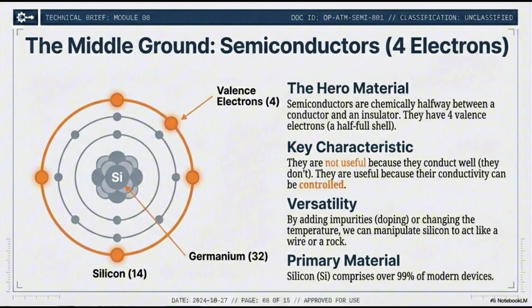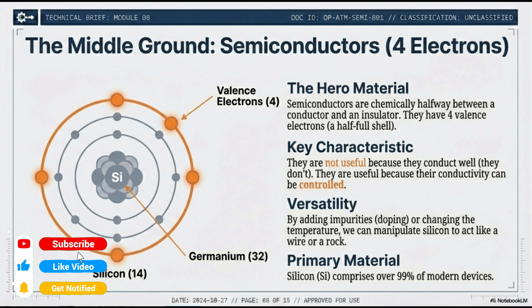Let's talk about the important part. Let's talk about an interesting guy, which is the middle ground, the semiconductor. Semiconductor has four electrons at the valence shell. As you can see over here, it's four electrons out of eight just occupied. So this guy is considered a hero material. Why? Because semiconductors are chemically halfway between the conductor and insulator, between one electron and eight electrons. They have four valence electrons. It's just half of the shell full.